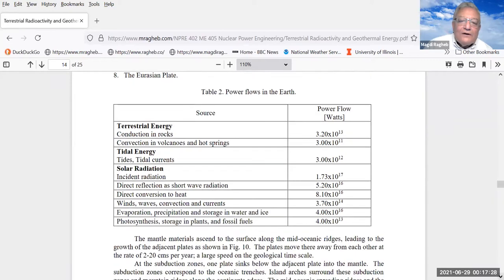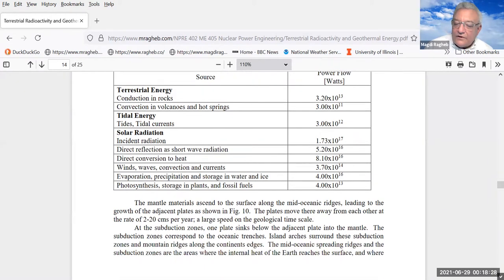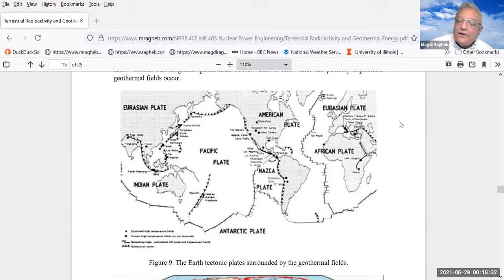So in fact, we know that there are power flows in the Earth. The terrestrial energy from thermal conduction in the rocks is 3 × 10⁻³ watts of power. That exceeds all the nuclear and coal and natural gas power plants and solar collectors or photovoltaics and so on. Tidal energy, the tide between the moon and the Earth, has a level of 3 × 10⁻¹⁰ watts of power. Solar radiation is a great amount, 10⁻¹⁷. Wind waves, which is really converted solar energy, is 10⁻¹⁴. And photosynthesis, the energy stored that eventually becomes coal or petroleum, is only 10⁻¹⁰ watts of power from the large amount of solar radiation.